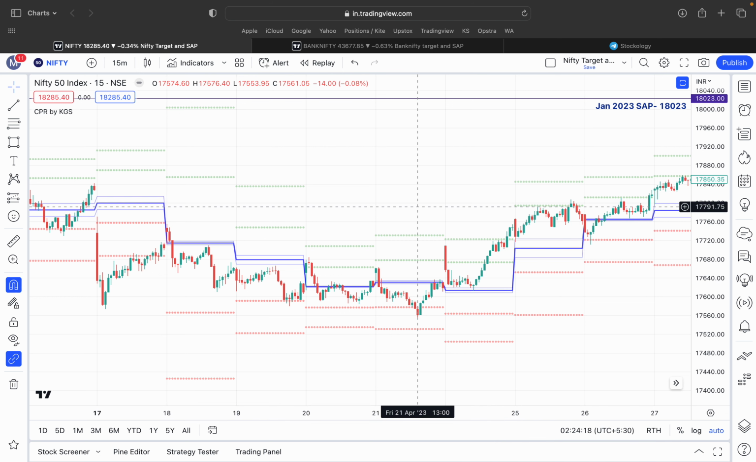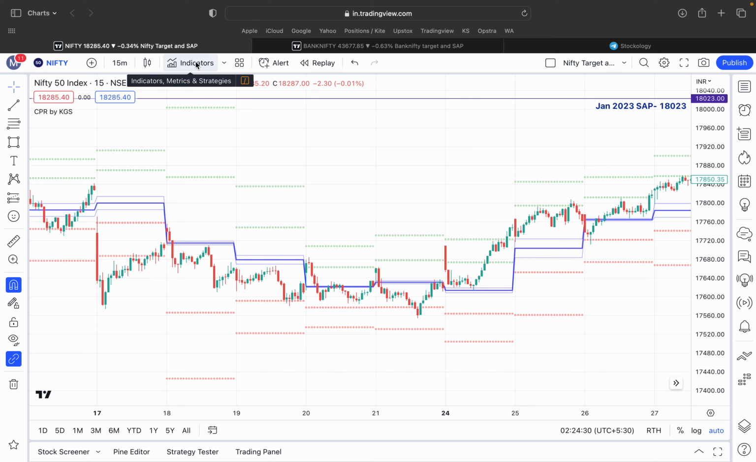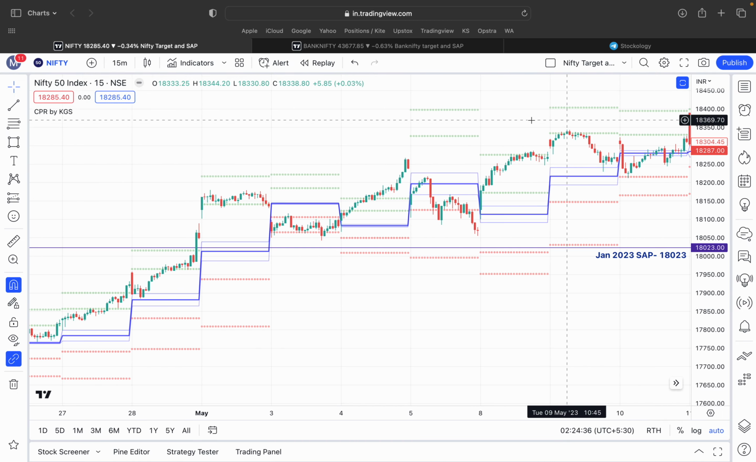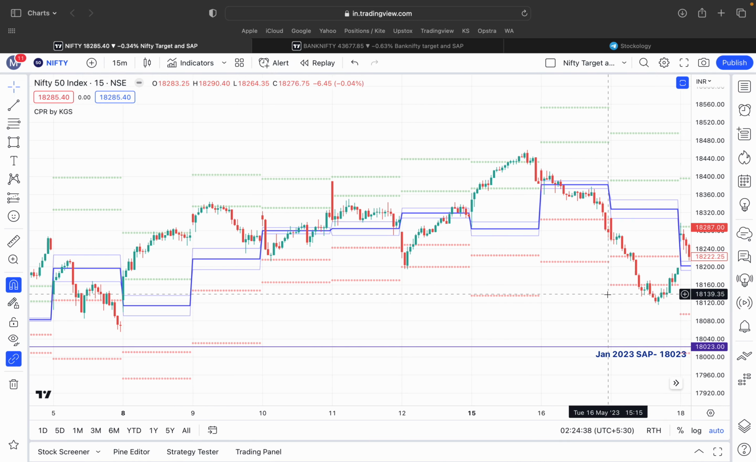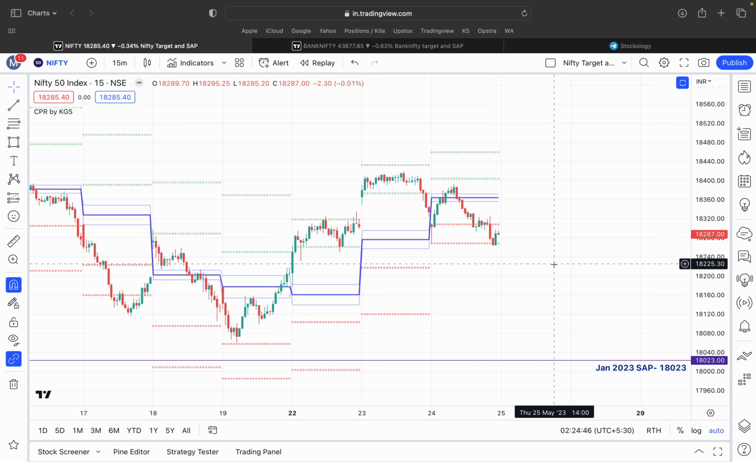Okay, so that's all about CPR and the 5 easy tricks. A little bit of practice is needed, so you can start practicing. Initial setting is a little complicated, but not that difficult. Once you practice, you will get it. This is how I have done my settings. I have marked the daily CPR in blue, the resistances in green and supports in red. So this is how I trade.